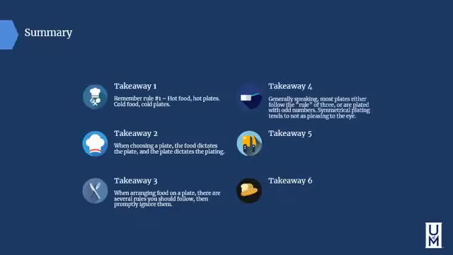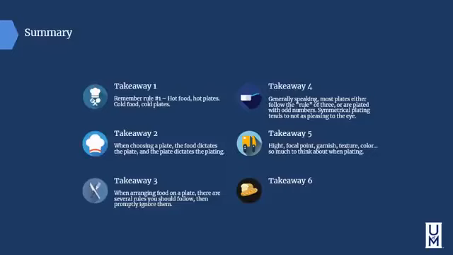Generally speaking, most plates either follow the rule of 3 or are plated with odd numbers. Symmetrical plating tends to not be as pleasing to the eye. So when we plate, we tend to garnish things in 3s or 5s or 7s as opposed to 2s or 4s. Typically, we only reserve 1s of anything for larger pieces of something.